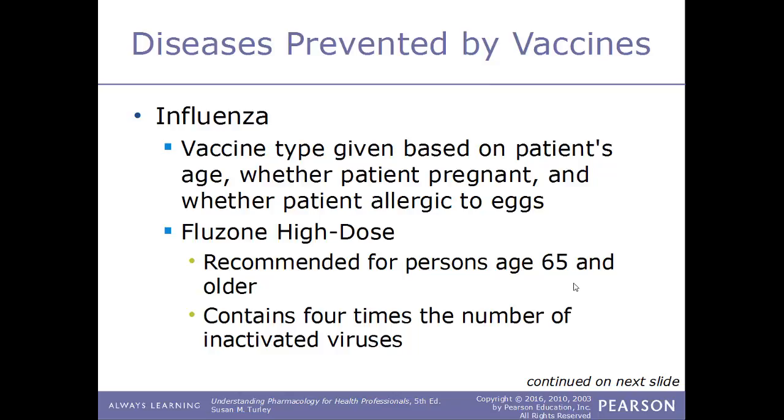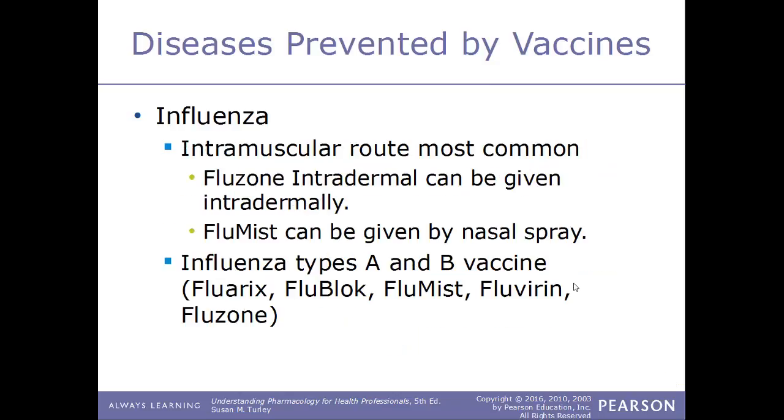Some examples of the influenza vaccine include Fluzone High-Dose, and this is recommended for people who are 65 years old and older, and this contains 4 times the number of inactivated viruses. The most common route of administration for an influenza vaccine is an intramuscular route, and the vaccine Fluzone Intradermal can be given intradermally. FluMist can be given by a nasal spray, but by far the most common route would be intramuscular. And some examples of trade names for influenza type A and type B vaccine include Fluarix, Flublock, FluMist, Flulaval, and Fluzone.